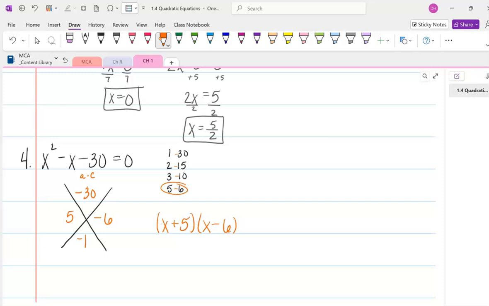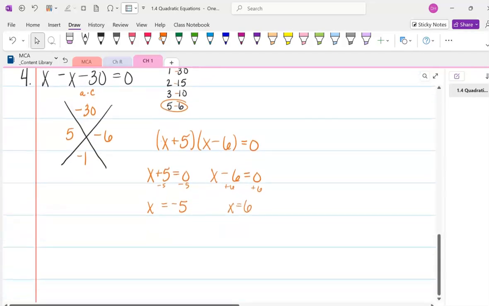Now leading coefficient is 1, so I don't have to worry about dividing by 1 here. Remember, my friend drives red Mustangs, so we're going to set this equal to 0. And we're going to separately set x plus 5 equal to 0, and we've got x minus 6 equals 0. Subtract 5, so we've got x equals negative 5, add 6, and we've got x equals positive 6, and those are two of our answers.